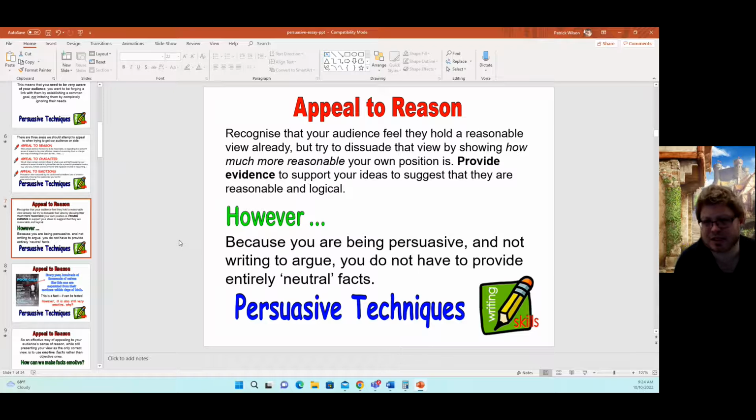Appeal to reason. Recognize that your audience feels that they already hold a reasonable view, but try to dissuade that view by showing how much more reasonable your position is. Provide evidence to support your ideas to suggest that they are reasonable and logical. However, because you are being persuasive and not writing to argue, you do not have to provide entirely neutral facts. So this is where you can be a little bit biased, because it is your particular point of view.